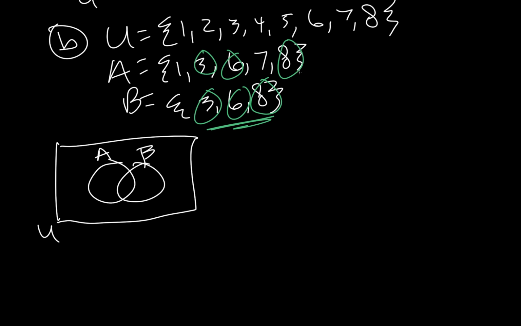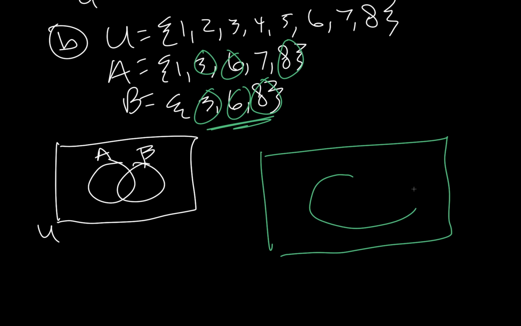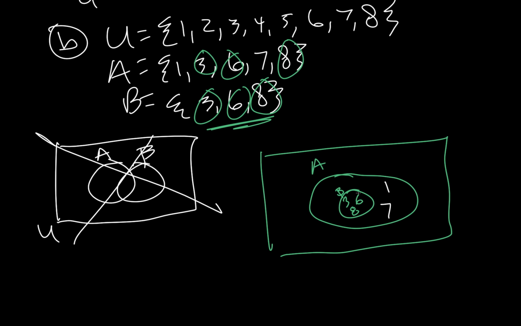Now this is actually a special case because all of B is found in A. I'm actually going to redraw my Venn diagram. So A, B, because it's going to be a subset. So A, B. So everything that's found in B is also found in A. So I'm going to say 3, 6, 8. And then I'm going to write the 1 and the 7, which are still in A but not in B. So those are within the circle of A.